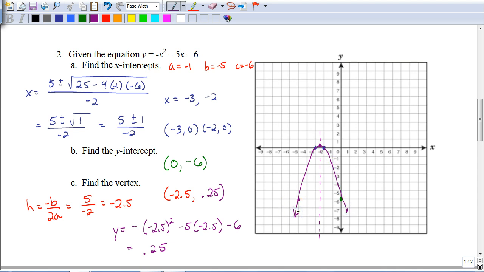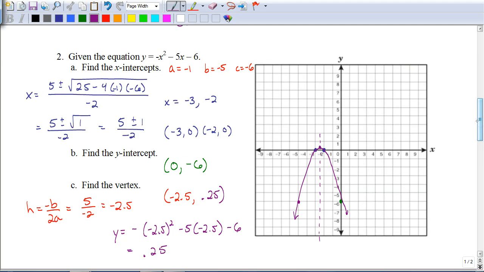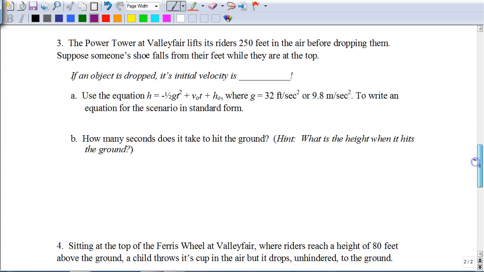So there you have it. That's how you graph parabolas by using the intercepts and the vertex. So why don't we stop this video here? Then the next video will show you some story problems and how to apply the vertex form to a story problem.